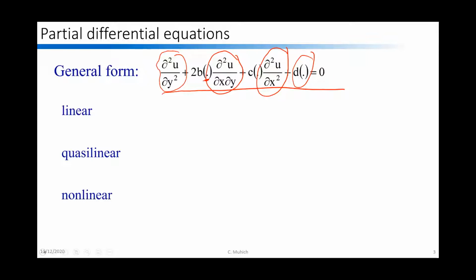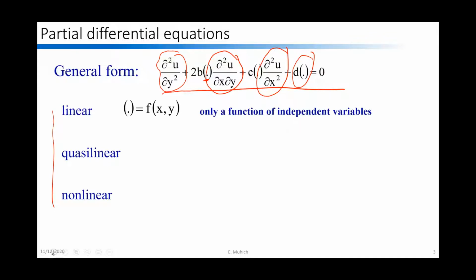These functions can be classified further into being a linear, quasi-linear, or nonlinear equation. In a linear equation, each of these pieces here, here, and here are only a function of the independent variables. So I don't see u popping up. I don't see any partial derivatives popping up. I only have some function maybe of x or y or some constant. I guess that's sort of out there in that B.